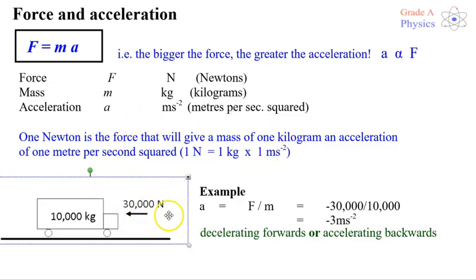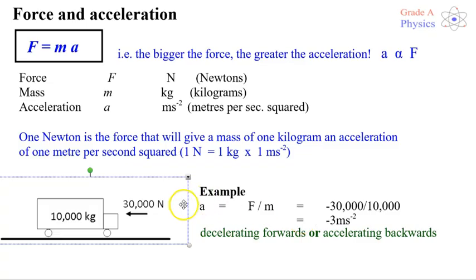So a nice simple example, if we just have one force, then it's pretty straightforward. If I know the mass and I know the force, I can rearrange F equals ma to make a the subject, a equals F over m. So in this case, 30,000 divided by 10,000 is going to be 3.